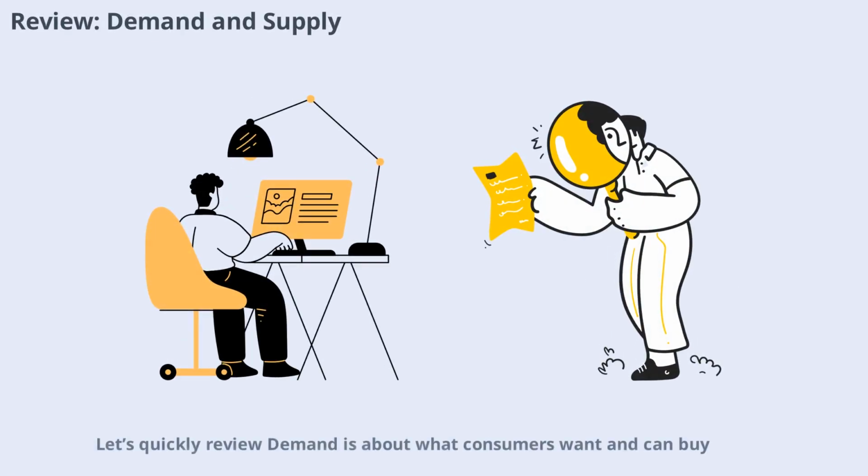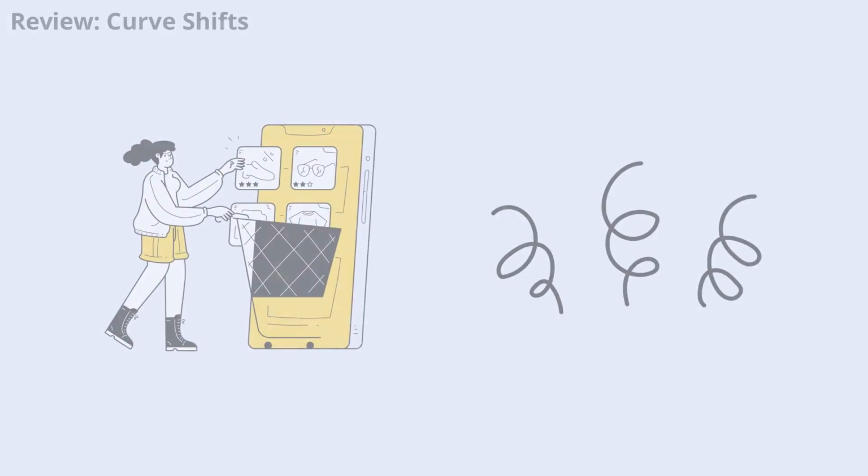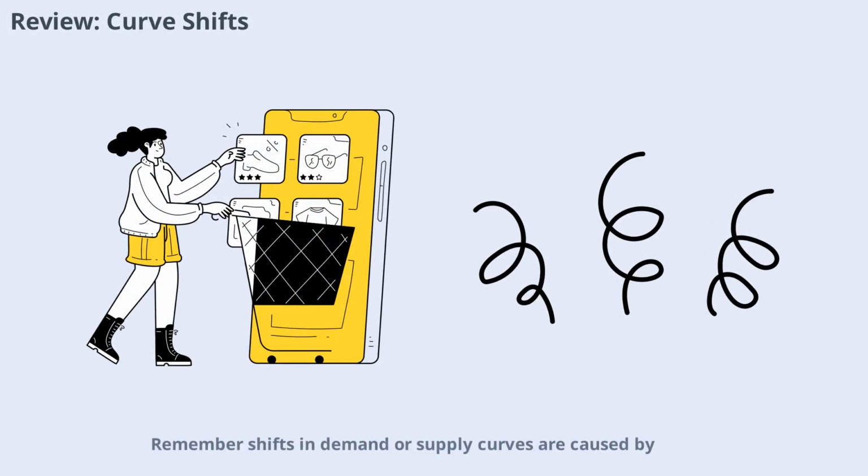Let's quickly review. Demand is about what consumers want and can buy. Supply is about what producers offer. Both are influenced by price and other factors, and their interaction determines market outcomes. Remember, shifts in demand or supply curves are caused by changes in determinants other than the good's own price. These shifts lead to new equilibrium prices and quantities, reshaping the market landscape.